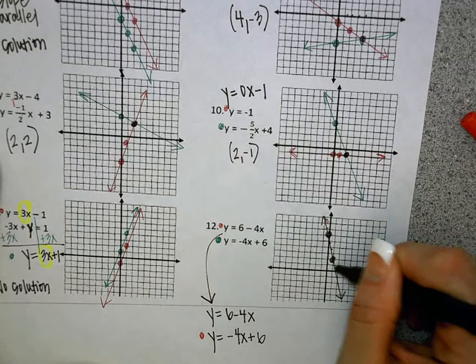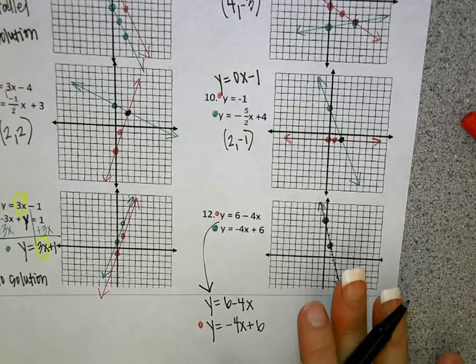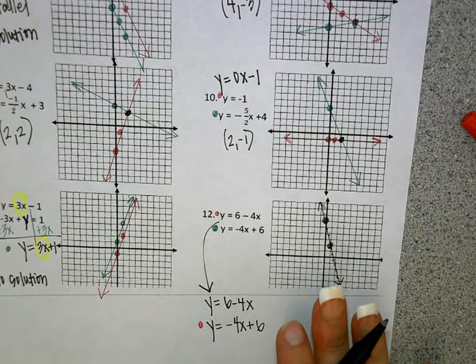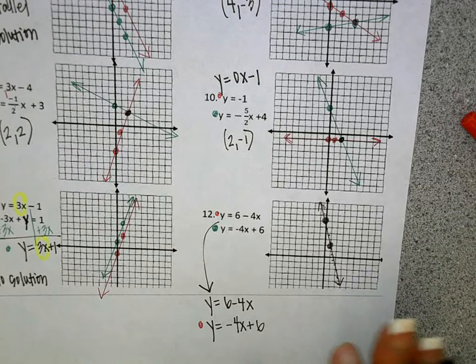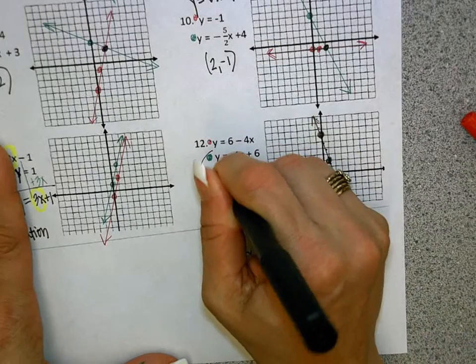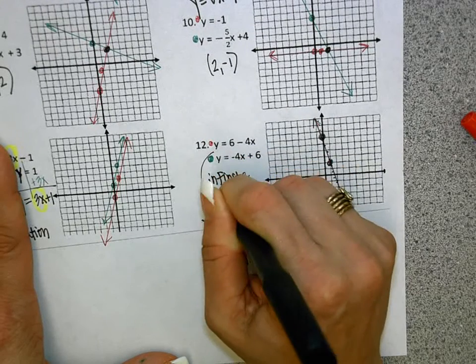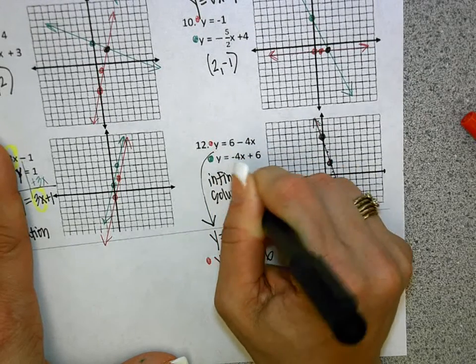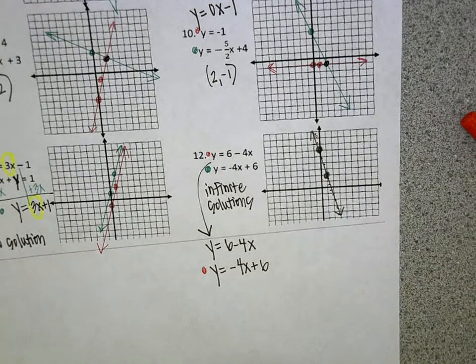Is there just one intersection point or one crossing point? How many are there? A lot. Can I count them all? No, you can't count them all, okay? This is what's called infinite solutions. That basically means I cannot count all the crossing points. They cross everywhere, so that's a special case called infinite solutions.